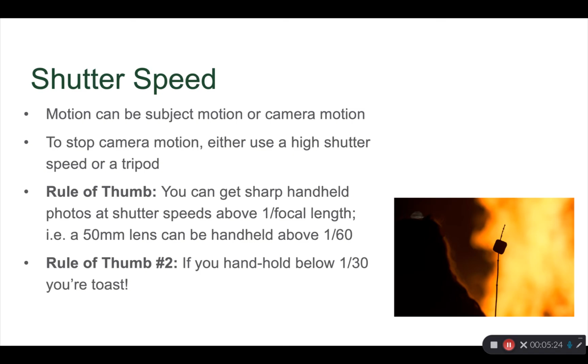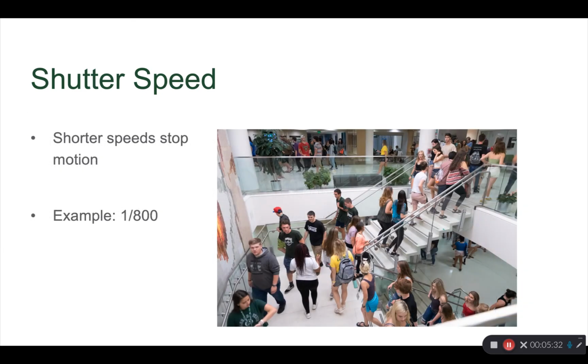Rule of thumb number 2, if you try and handhold pretty much anything below about 1/30th of a second, it's going to be toast. It's just going to be blurry. Shorter shutter speeds stop motion. The example here was taken at 1/800th of a second, and you notice feet are moving a little bit, but the people are sharp and the motion is stopped.